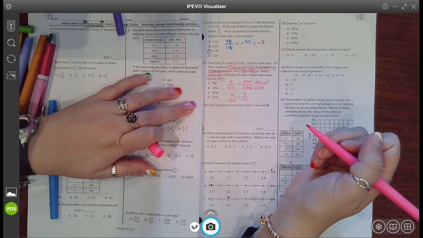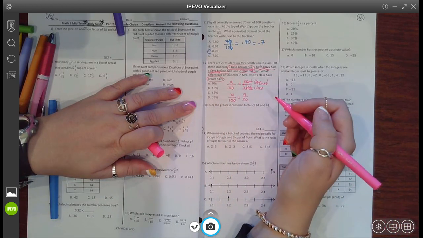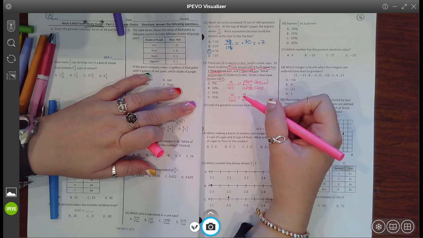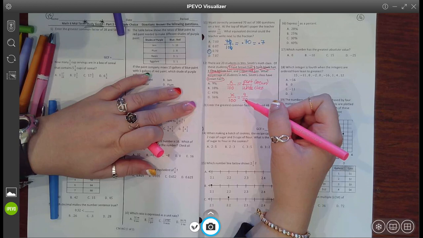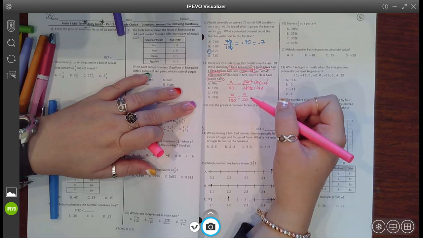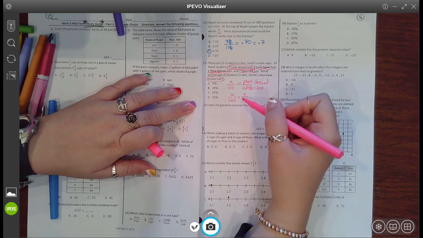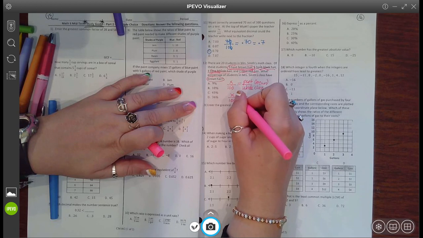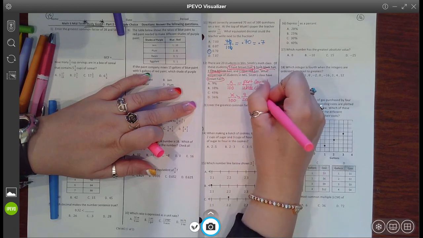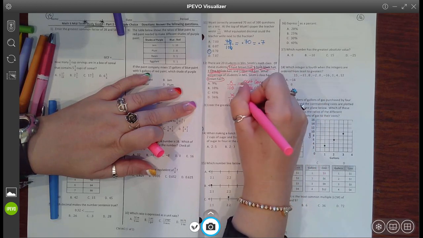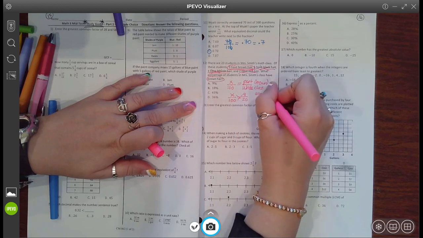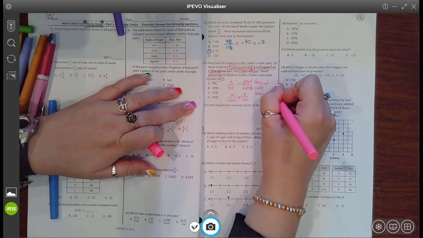There's 2 ways you could do this. You didn't have to set up a proportion. You could have done 9 divided by 20 in your calculator, gotten a decimal, moved it 2 places, and that would tell you the percent. But I don't like having to move decimal places, so I'm just going to solve the proportion. So I have 20 times x equals 9 is diagonally across from 100, so 9 times 100.